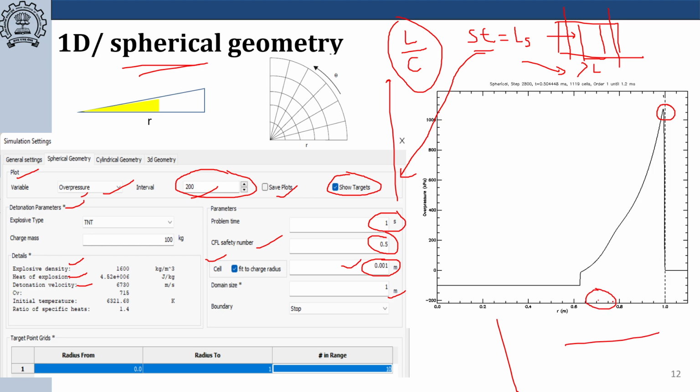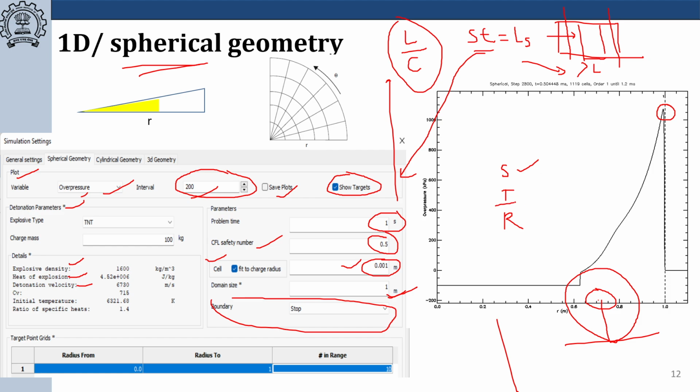So what I do is, till 1 meter I'll compute radially, then I can remap into the 2-dimensional or 3-dimensional. So for that I have chosen 1 meter here. Coming to the boundary condition, there are different boundary conditions available: stop boundary, transmitting boundary, and reflective boundary. The stop boundary means as soon as your shock reaches the boundary, the simulation stops and remaps into the 2-dimensional or 3-dimensional options.